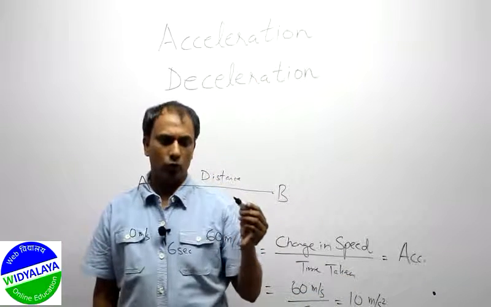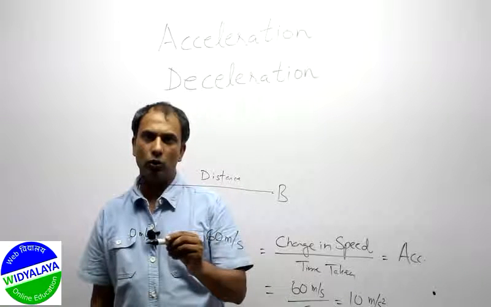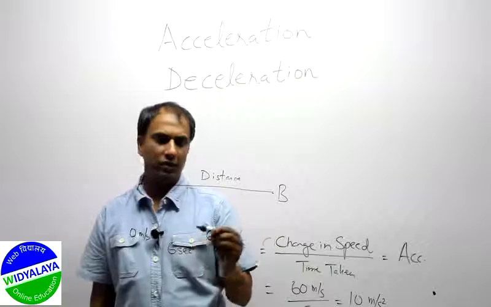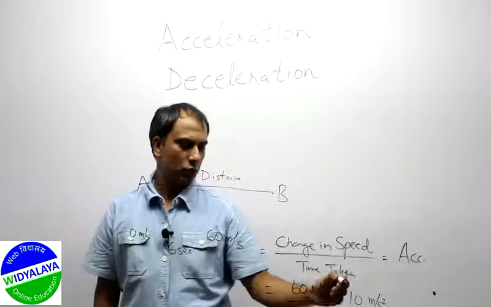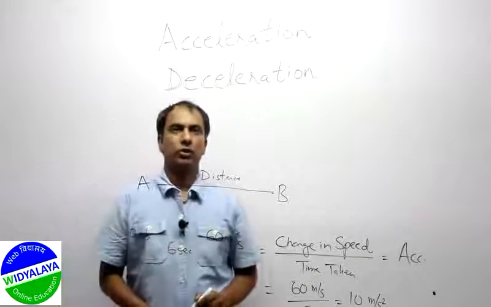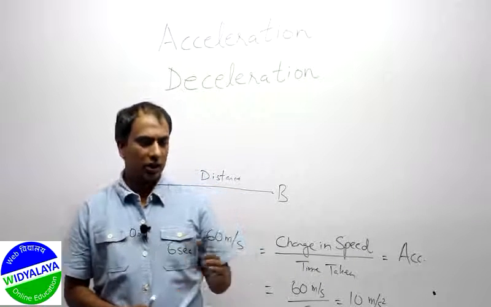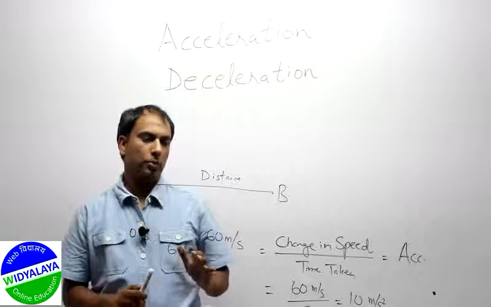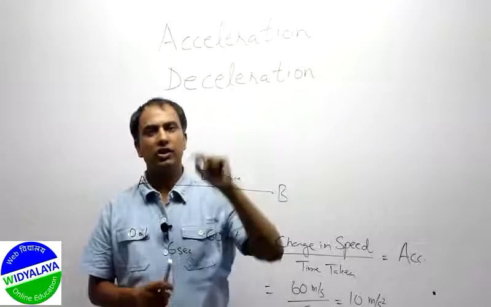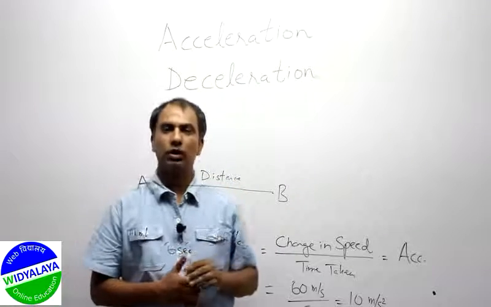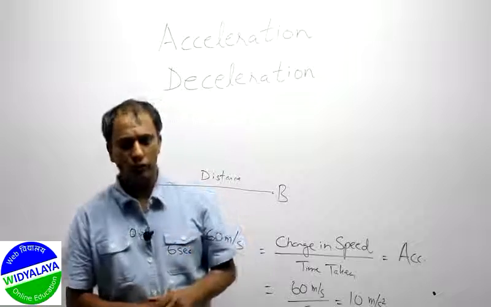And if this object was moving at 60 meters per second and then went to rest within 6 seconds, that would have been deceleration of 10 meters per second square, or minus 10 meter per second square. That will be the deceleration. So we read two things. Now this acceleration could also be uniform or non-uniform. The rate of change of acceleration, although it is not in your course, is called jerk. You don't have to worry about it.